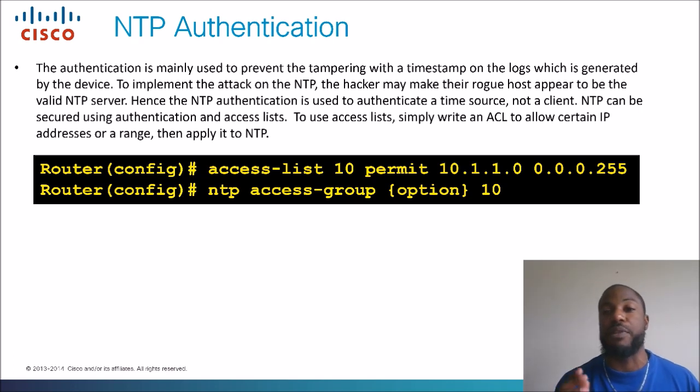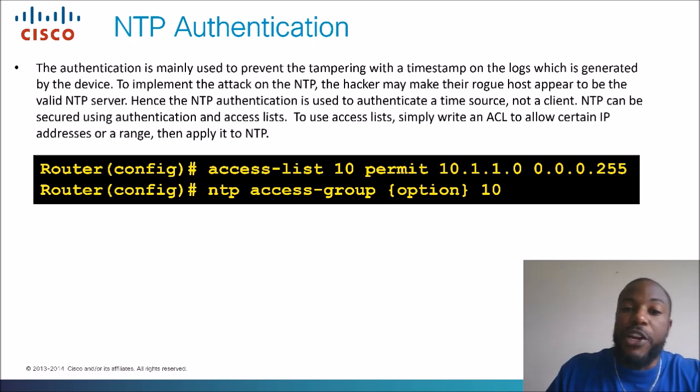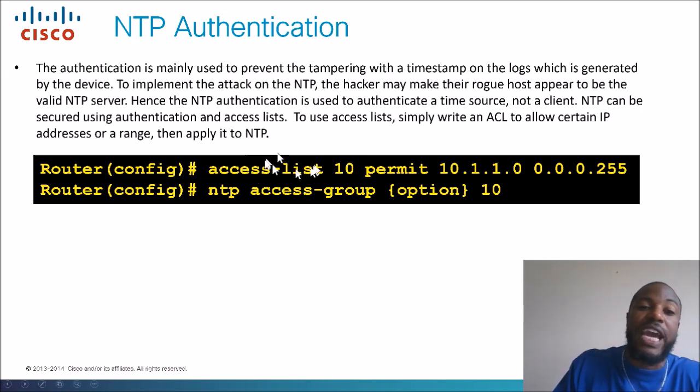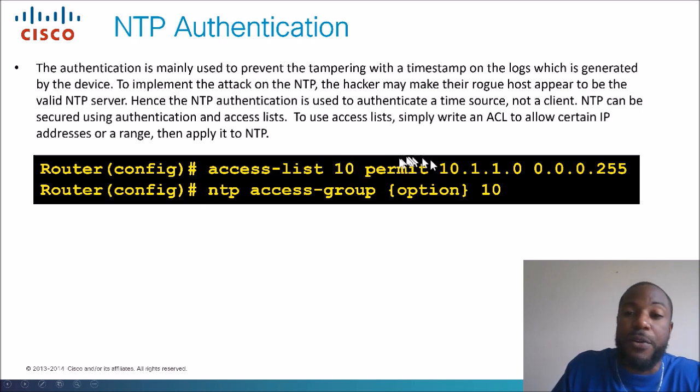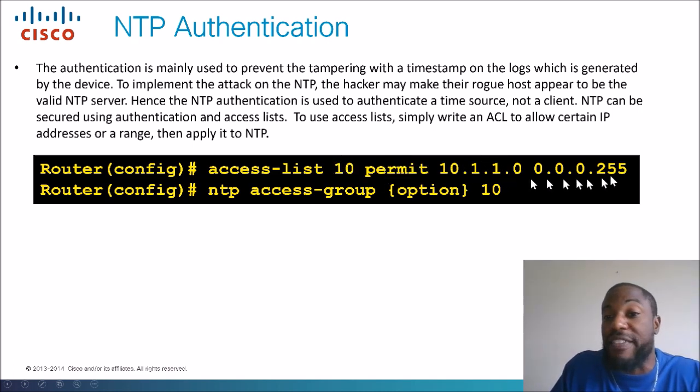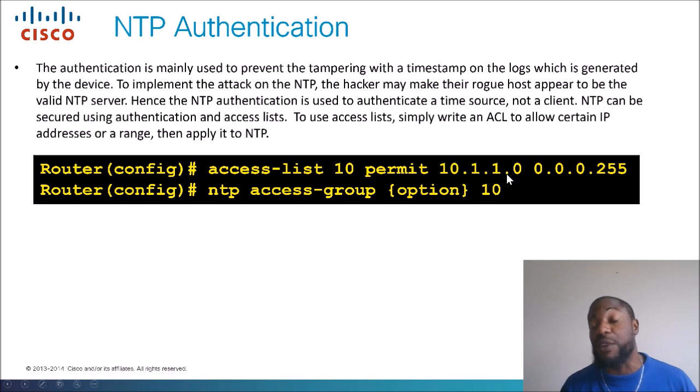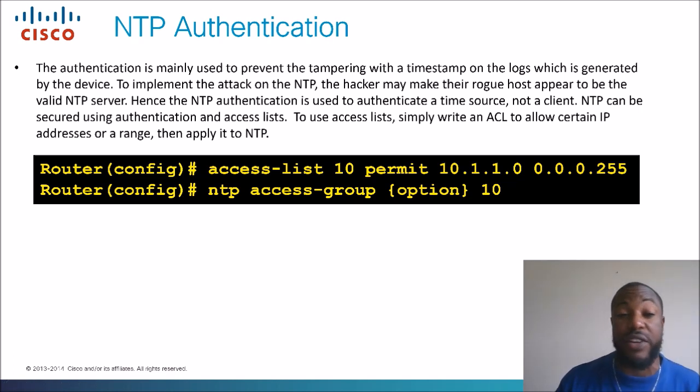To use access lists, simply write an ACL. We know about ACLs. We've covered that in a couple videos back. But here's another recap right here. Just a simple access list. This is a numbered one. It's a standard. We're only permitting this address. After that, everything else is denied, because there's an implicit deny at the end of every ACL.